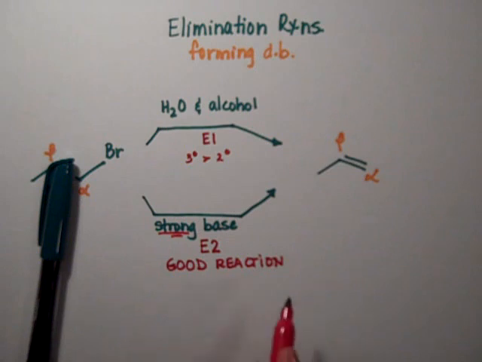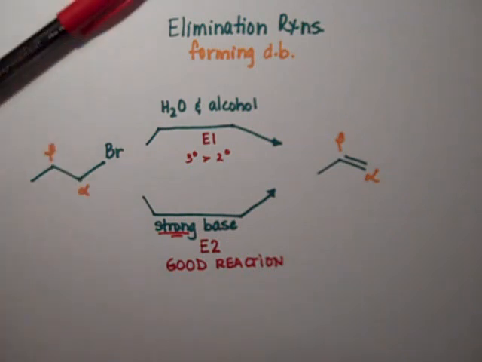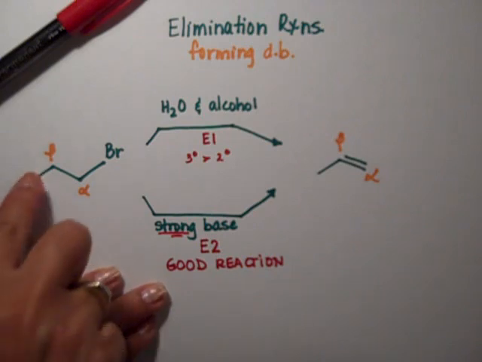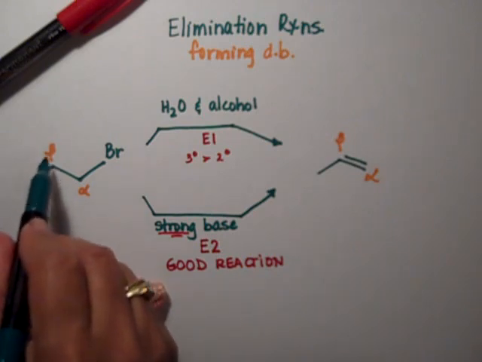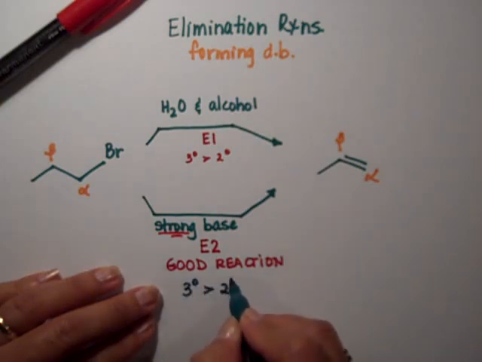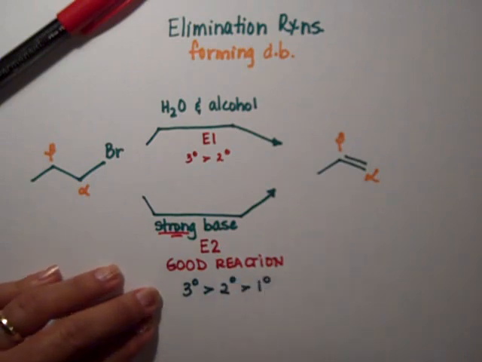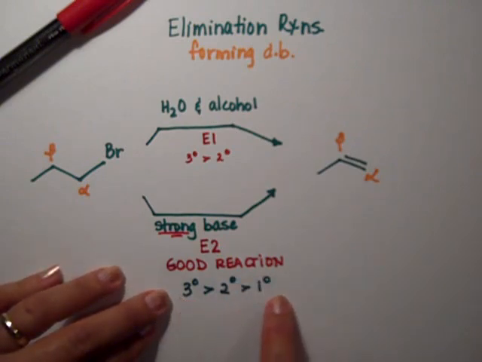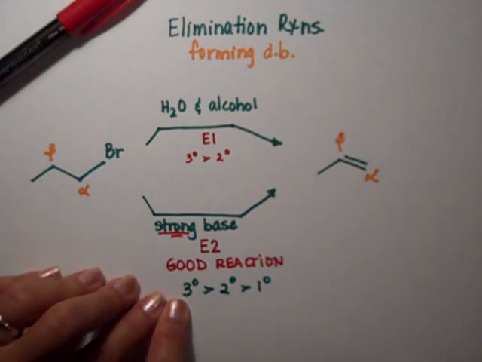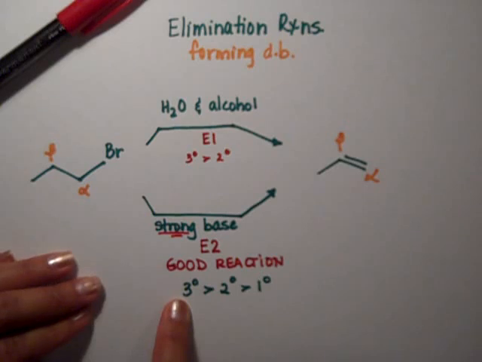And why does that matter? Well, if it's driven by the strong base, what matters is how many hydrogens you have on the beta carbon, because that's where we're going to actually get the hydrogen from. And it doesn't matter what alkyl halide you have. All alkyl halides can undergo the E2 reaction with a strong base, but notice tertiary alkyl halides can undergo the E2 faster than secondaries, and the secondaries are going to be faster than primaries.